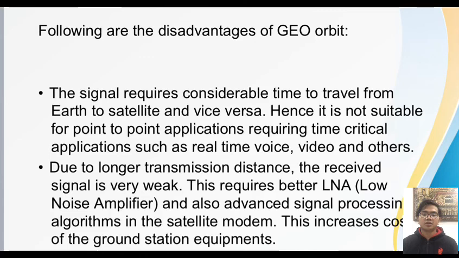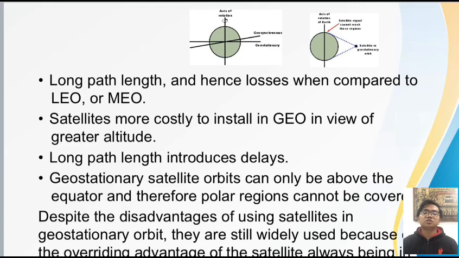And third, it provides poor coverage at higher latitude places, those greater than 77 degrees. Fourth, satellites are more costly to install in GEO in view of the greater altitude. Five, long path length introduces delay. Six, a geostationary satellite orbit can only be above the equator, and therefore polar regions cannot be covered.